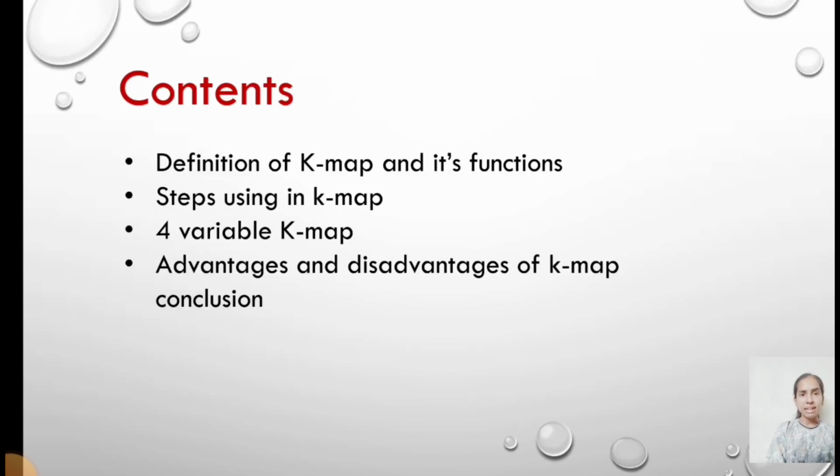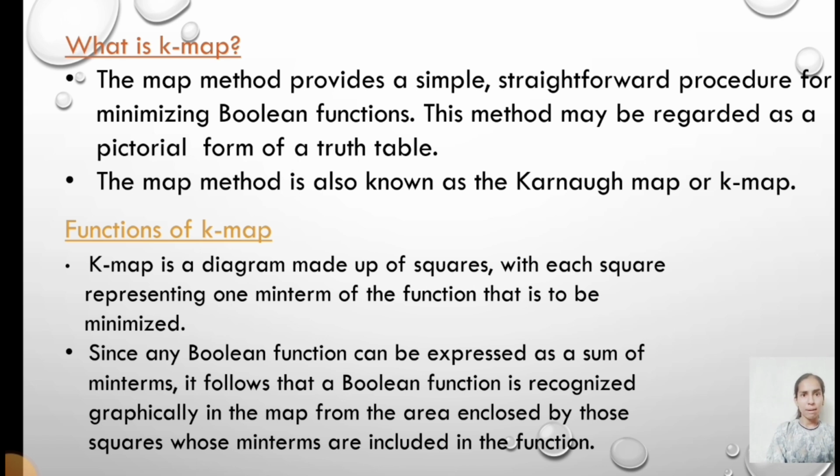Let us discuss the contents: definition of K-map and its functions, steps for using K-map, 4-variable K-map, advantages and disadvantages of K-map, and finally the conclusion. Let us first discuss the definition of K-map. What is K-map? The map method provides a simple, straightforward procedure for minimizing Boolean functions. These methods may be regarded as a pictorial form of a truth table. The map method is also known as Karnaugh map or K-map.